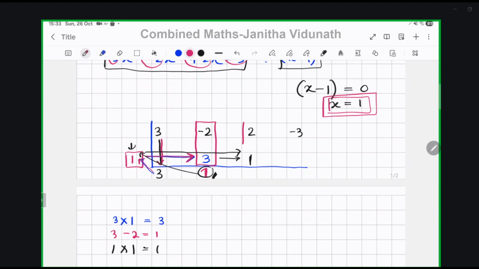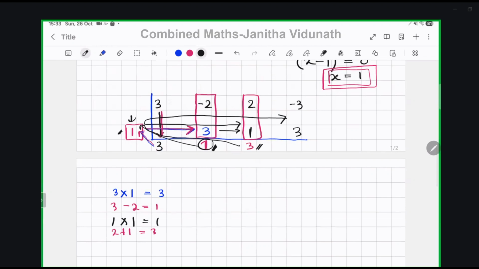Then we need to sum the values inside that column. That means 2 plus 1 is 3. Then again we need to repeat the process. That means we need to multiply 3 with the number inside the box and send it to the next column. That means 3 times 1 is 3, and we send that answer to the next column.